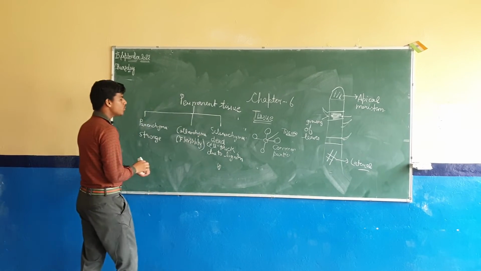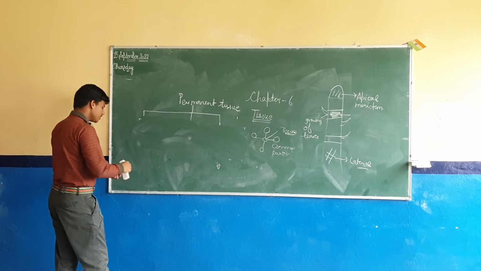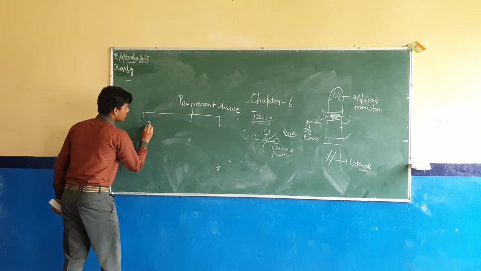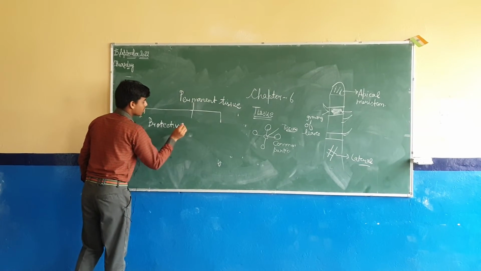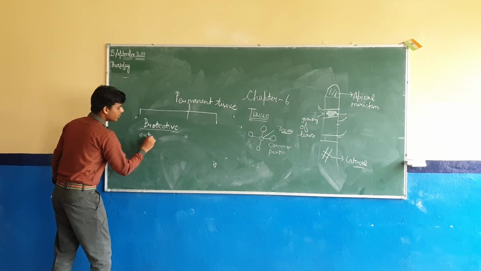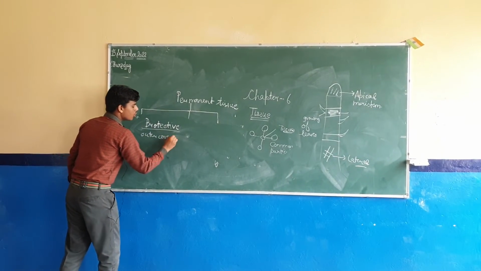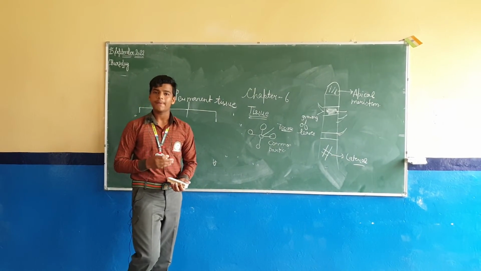The fourth one is protective tissue. It is found at the outer covering of the plant, and it protects the plant from injury, germs, and the entry of pathogens.